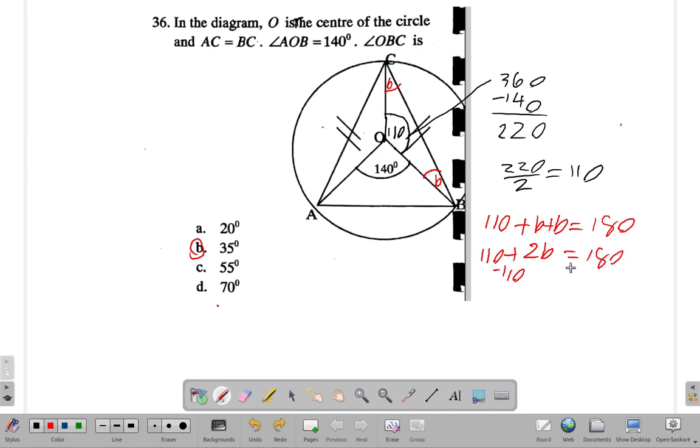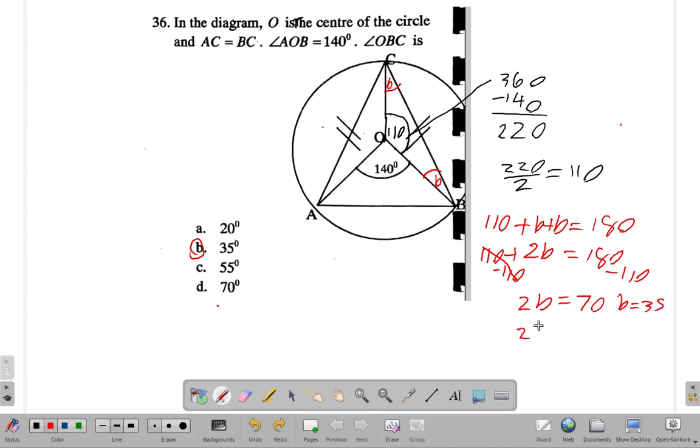And minus 110 from both sides. 110 minus itself has gone, so we have to worry about it over here again. So it's 2b equals 180 minus 110. So that will be 70. Now 2 times what gives you 70? Well, 2 times 35 gives you 70. So b must be 35.